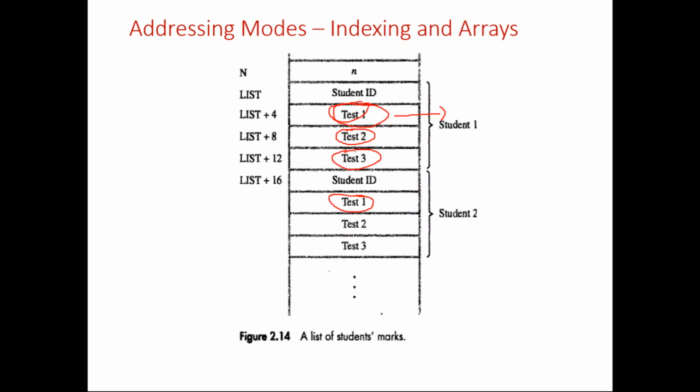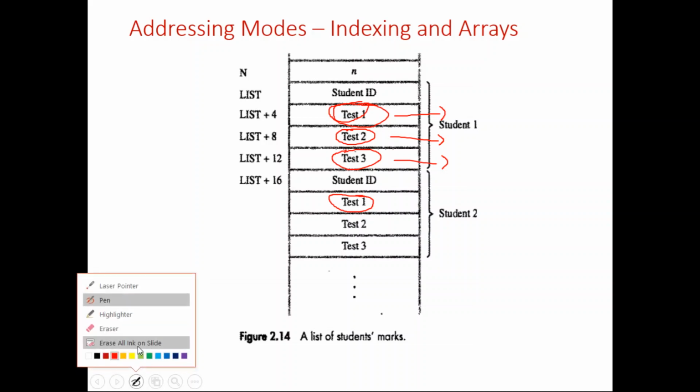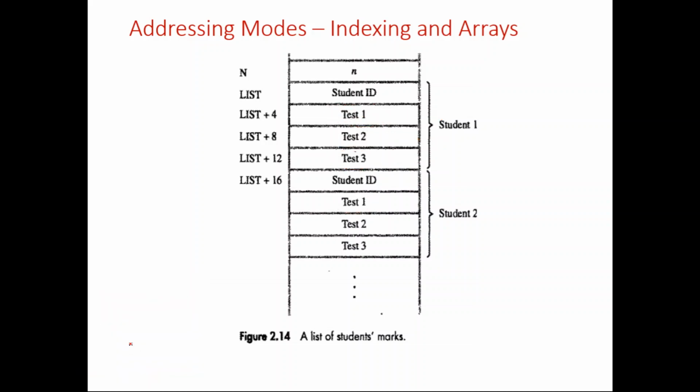So what is the total sum of test 1 marks? And what's the total sum of test 2 marks? And what's the total sum of test 3 marks? Like that we want to identify. So how can we do that with an assembly language program? Let us understand. This is the memory structure.